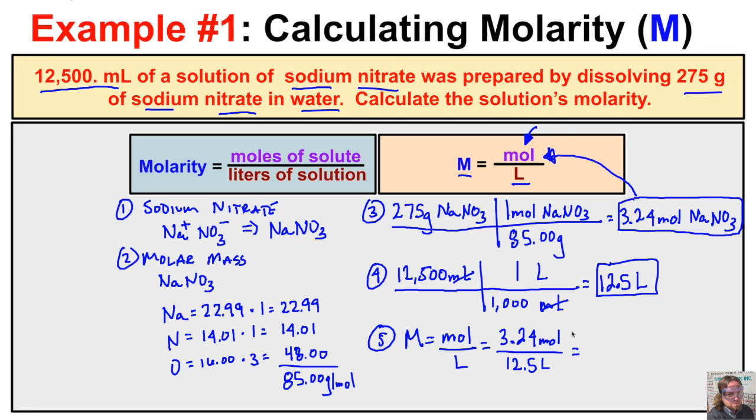And so we're going to take 3.24 and divide this by 12.5, and we're going to end up with a molarity of 0.260 moles per liter. And what we can do is shorten this down to just 0.260 capital M. So we have a 0.260 molar solution of sodium nitrate. So that's how we're going to solve this problem right here. Let's take a look at another example.